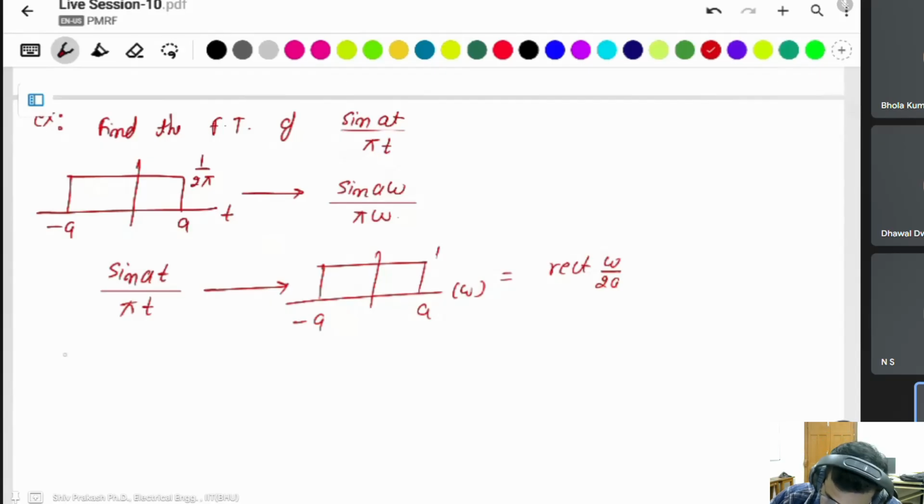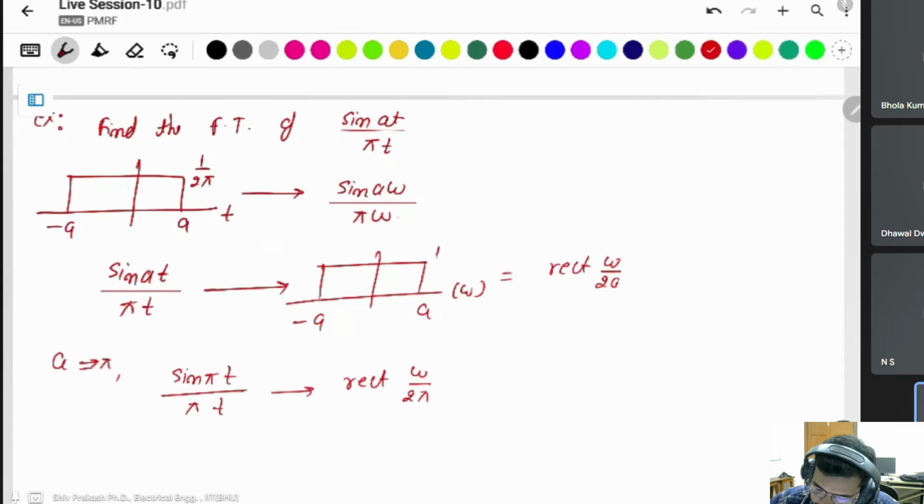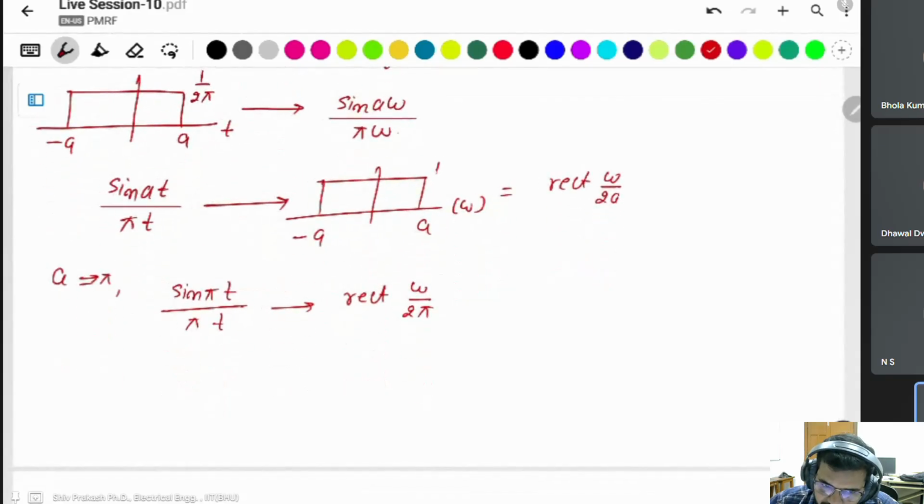If you replace a by pi, then what happens? This will be sin pi t divided by pi t. This will be a rect of omega divided by 2 pi. Omega you can retain as 2 pi f, then 2 pi will be cancelled out. This function is known as the sinc function, sinc t. Fourier transform of sinc t is the rect f.